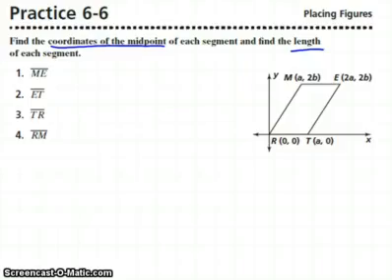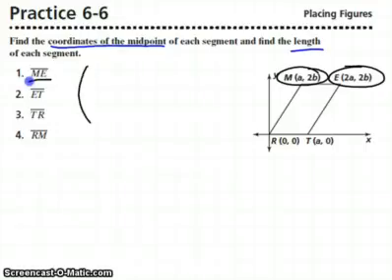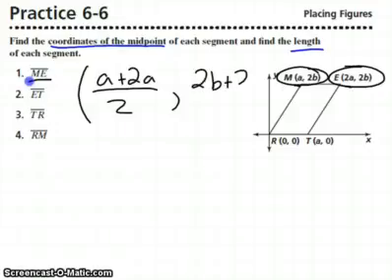So if I start with midpoint, if I'm looking at the midpoint for ME, I'm looking at the points M and E. The coordinates of the midpoint are going to be adding the x values together, so a and 2a, and I'm going to divide by 2. That's the x coordinate. The y coordinate is I'm going to add the two y values together, 2b and 2b, and I'm going to divide by 2.